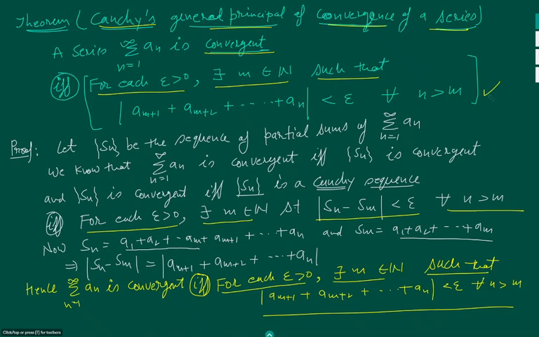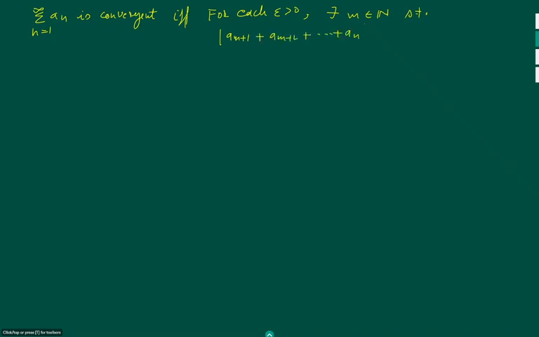One exercise here. Cauchy's general principle of convergence says that a series an, n varies from 1 to infinity, is convergent if and only if for each real number epsilon positive there exists a natural number m such that |a(m+1) plus a(m+2) plus up to an| is less than epsilon for all n greater than m. A series is convergent if and only if this exists.